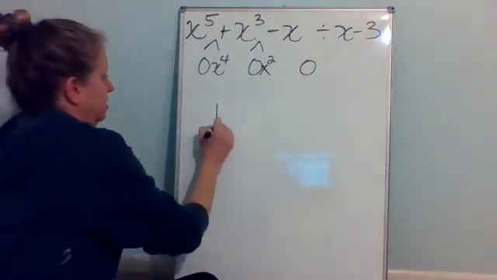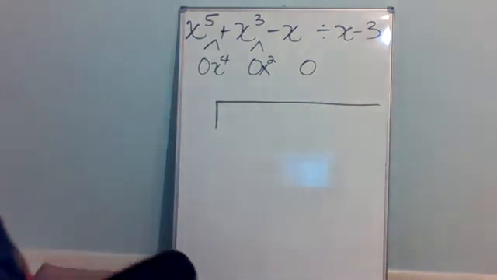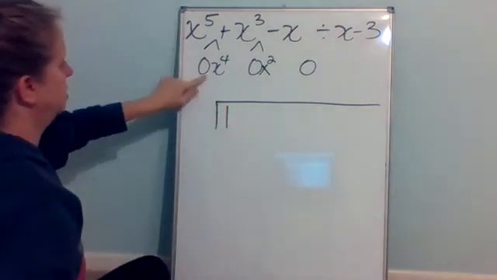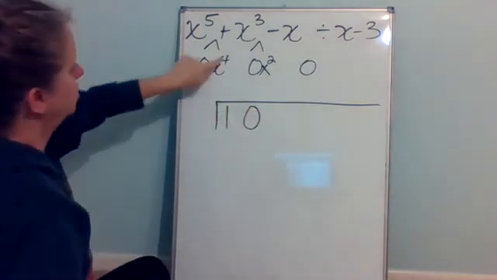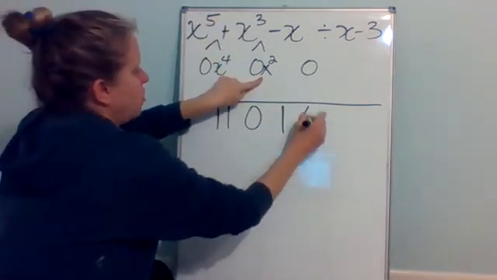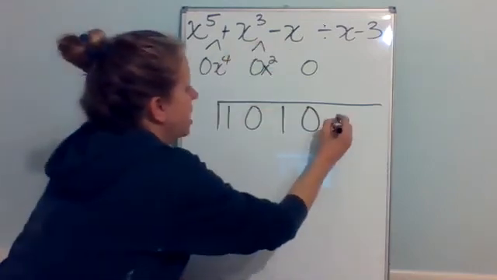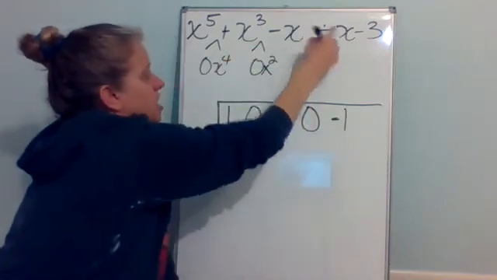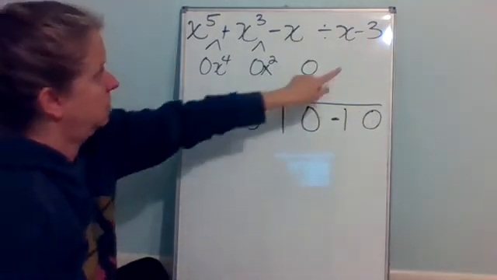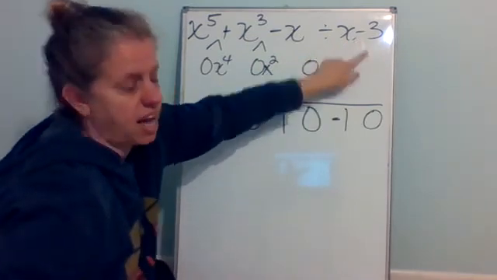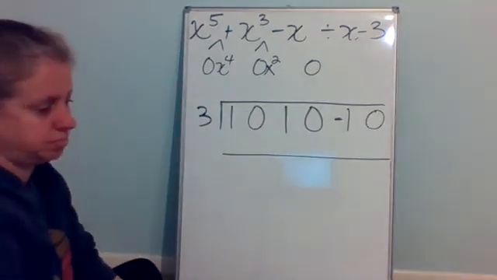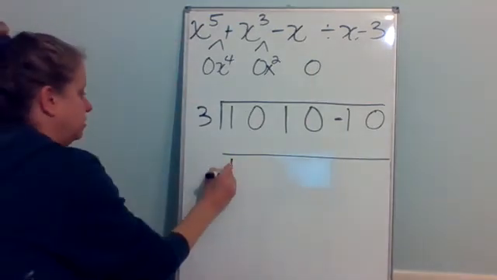So let's see. My coefficients are 1x to the 5th, 0x to the 4th, 1x to the 3rd, 0x squared, negative 1x, and then since you didn't have a plain number, you just put a 0 there at the end also. Change the sign of that to positive 3, and then do your synthetic division. So let's see, I'll just drop down my 1.